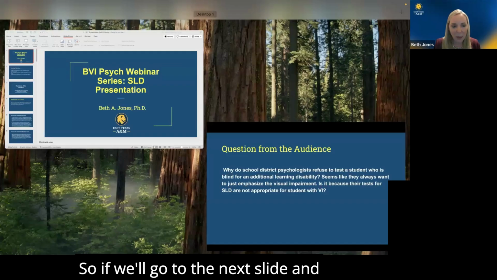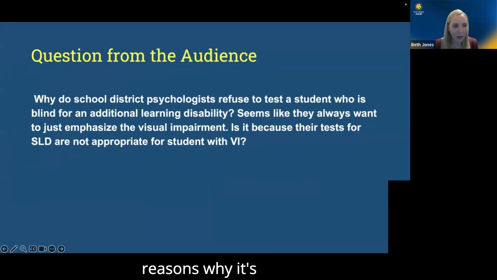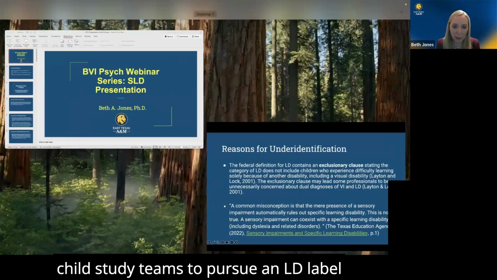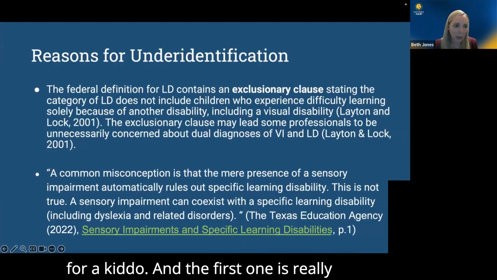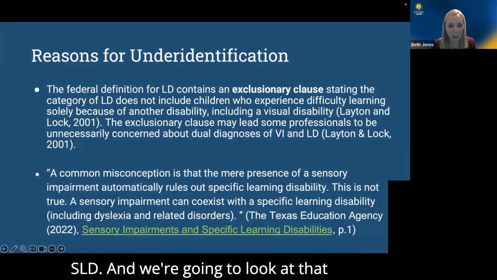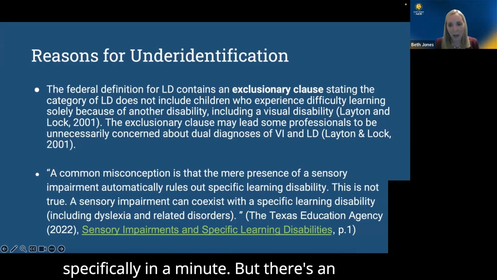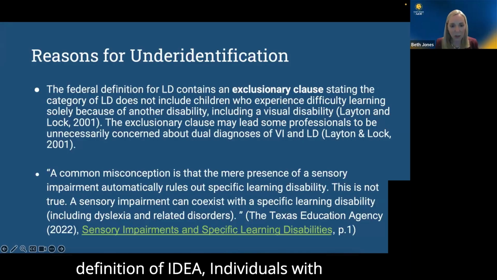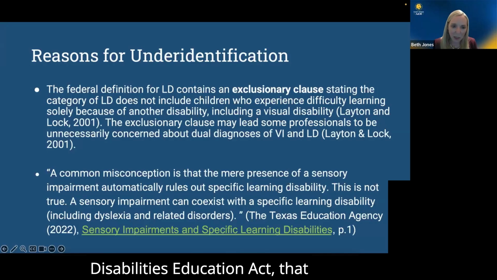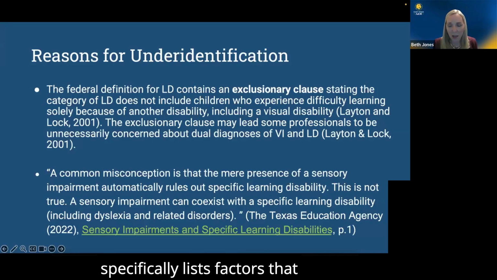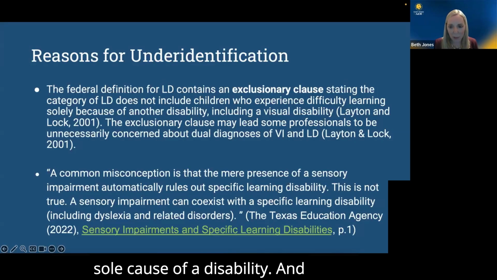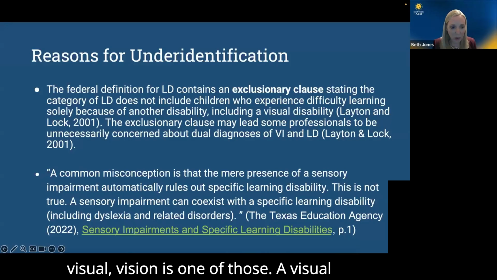So if we go to the next slide, we have a couple of reasons why it's a challenge sometimes to get districts or child study teams to pursue an LD label for a kiddo. The first one is really related to that federal definition of SLD, and we're going to look at that specifically in a minute. But there's an exclusionary clause in the federal definition of IDEA, the Individuals with Disabilities Education Act, that specifically lists factors that cannot be the primary cause or the sole cause of a disability. And vision is one of those. A visual disability is one of those.